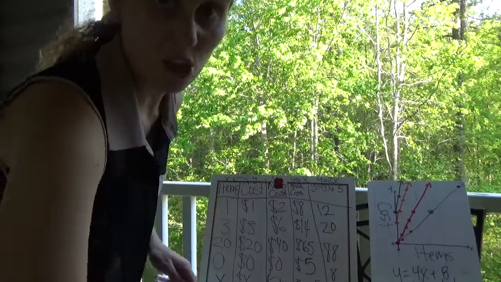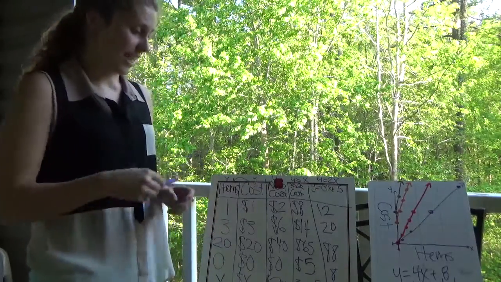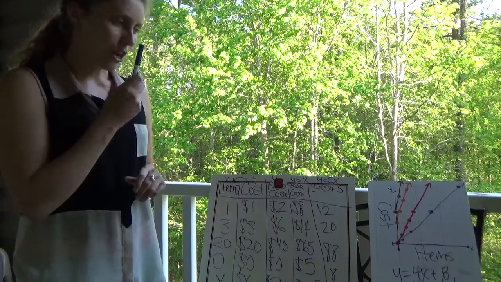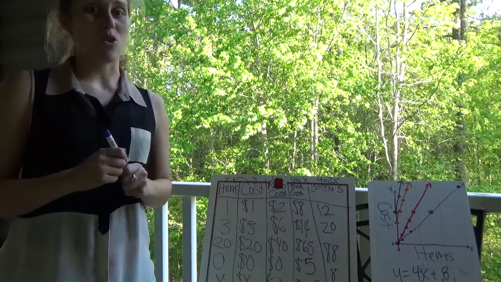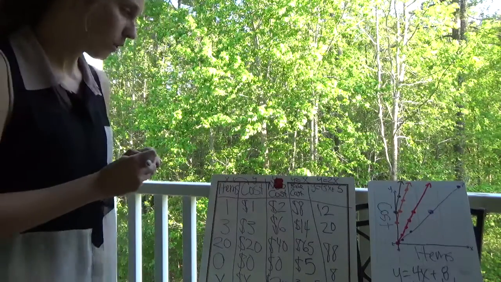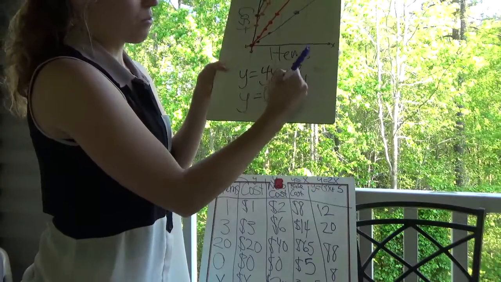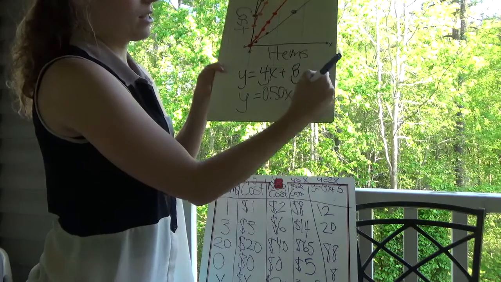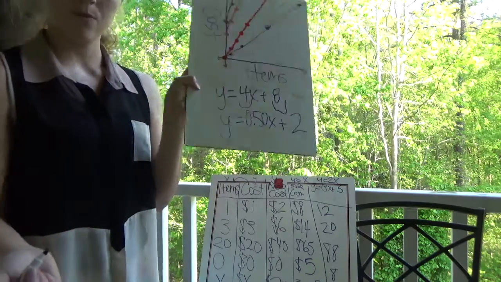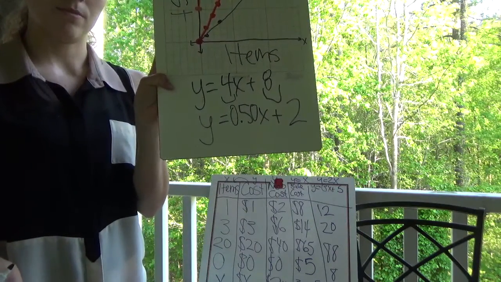Interesting that we can go from the equation to the graph and to the table. So let's try one more, and then I'm going to go over some vocabulary with you. What if we had y equals 0.50x plus 2? Think about that one for a little bit.